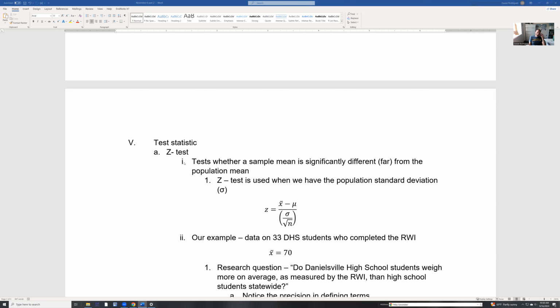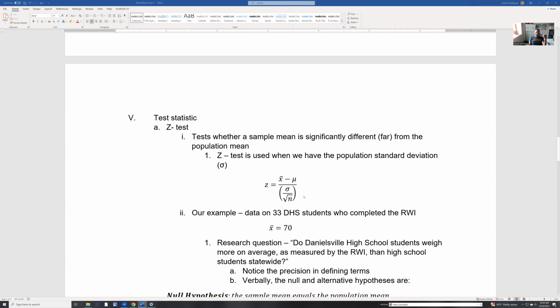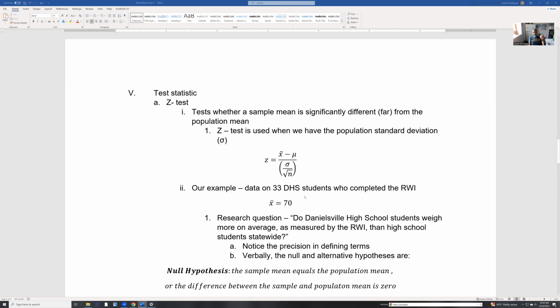We saw the z-values already, but z-values are test statistics that we use when we're comparing a sample to the population. And what's really important is that we have the population standard deviation. So this is very useful in very specific situations, like if we're comparing somebody to some standardized test result where we have the mean and the standard deviation.